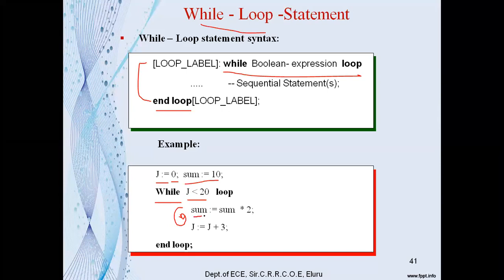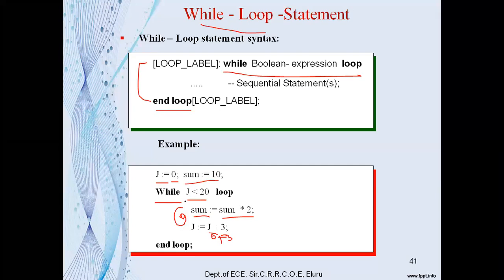See here, sum equals sum into 2. It is just a random, generalized example that we have considered here. The initial value of sum is 10, so 10 into 2 becomes 20. And then j equals j plus 3. So what is the actual value of j? J is 0 initially, and after it is executed once, the value of j becomes 3, because the initial value is 0 plus 3.